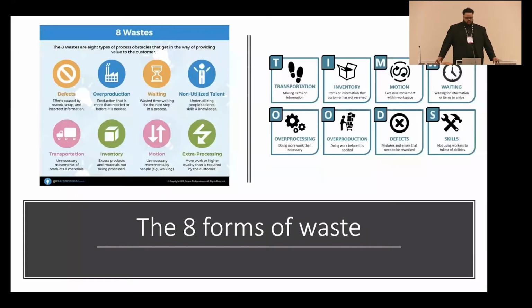So you have the 8 forms of waste: defects, overproduction, waiting, non-utilized talent, transportation, inventory, motion, and extra processing. And we're going to go into each of those different types of waste and how it can manifest itself within the facilities management process. Next slide.